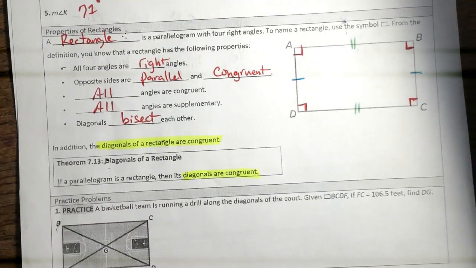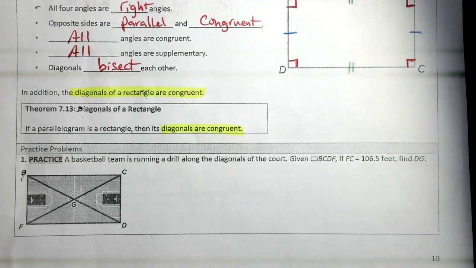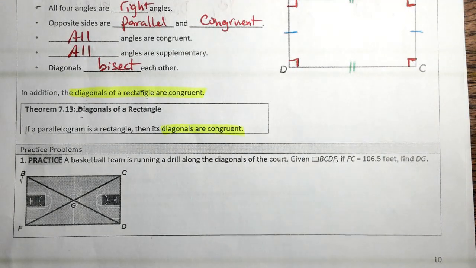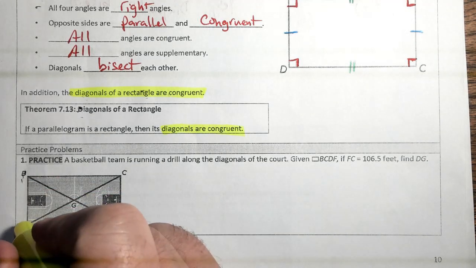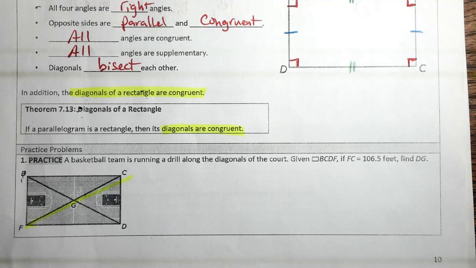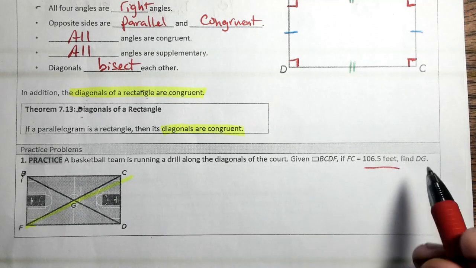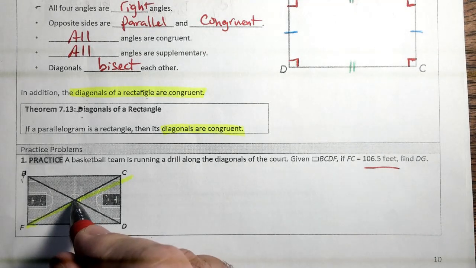So now let's scooch down the page. All right, practice problem number 1, page 10, bottom of the page. A basketball team is running a drill along the diagonals of the court. Given rectangle BCDF, if FC is 106 and a half feet, geez. So FC, this whole diagonal is 106 and a half feet. Find DG, so they want half of it.